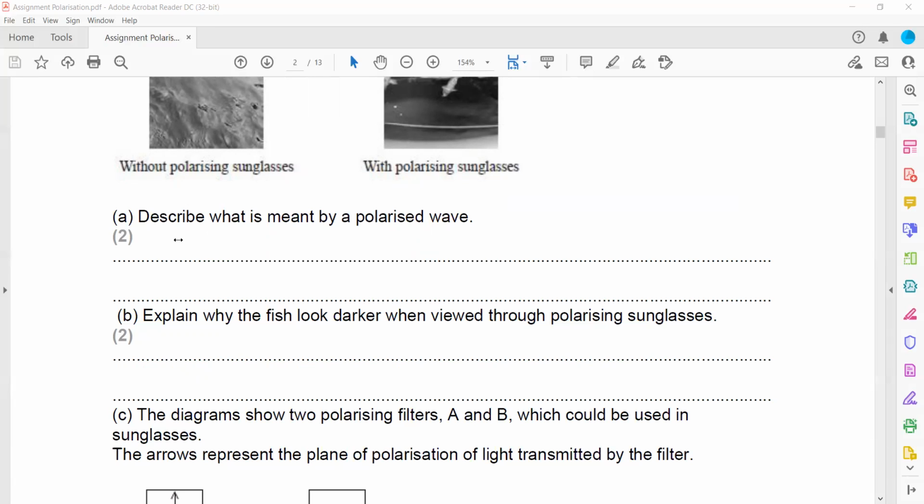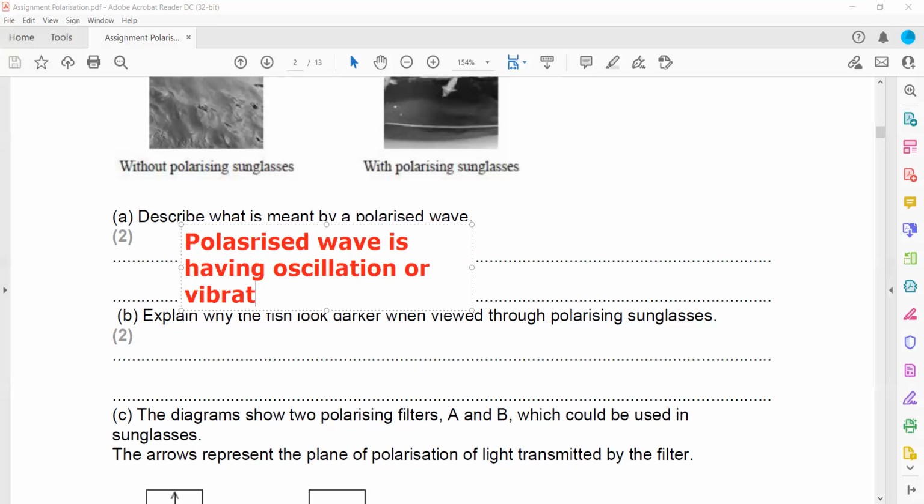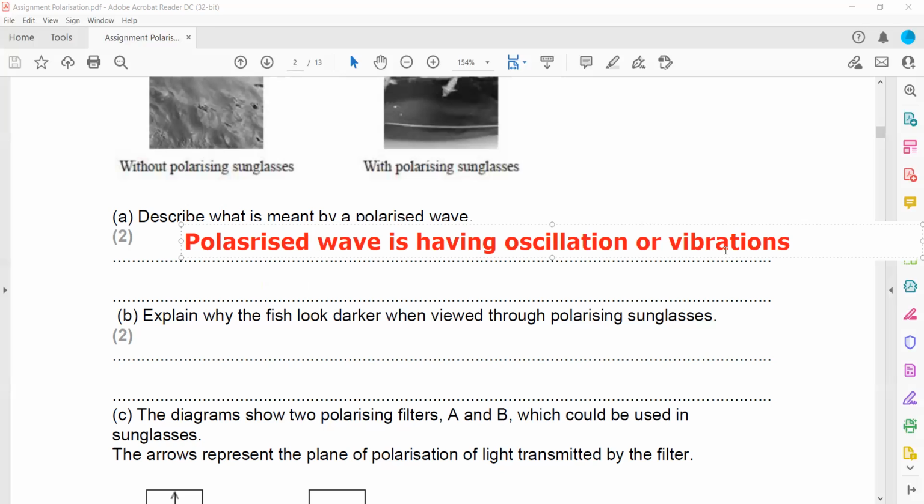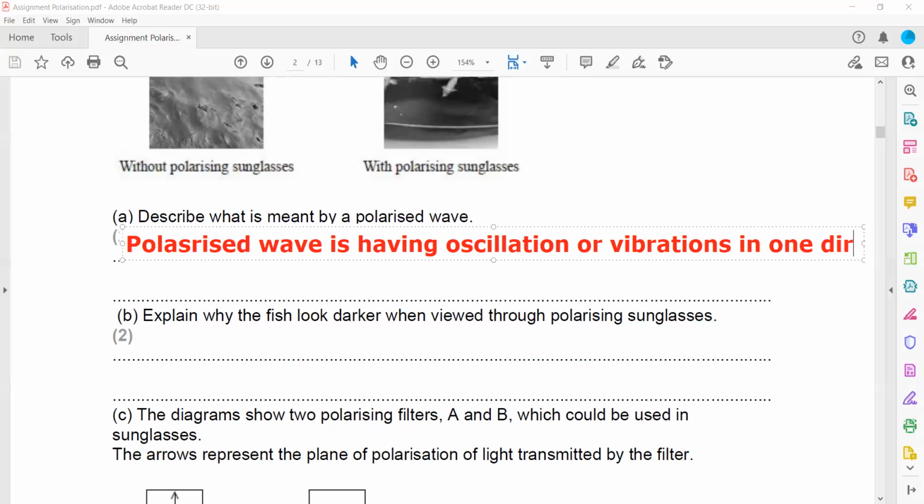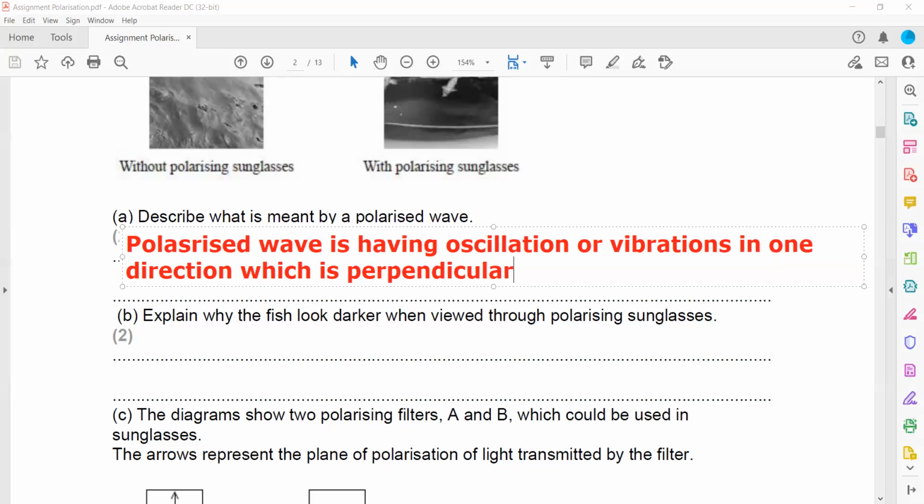So we can write: a polarized wave has oscillation or vibration in one direction, which is perpendicular to the direction of the wave. So the direction in which the wave is moving, the vibrations are perpendicular to that.